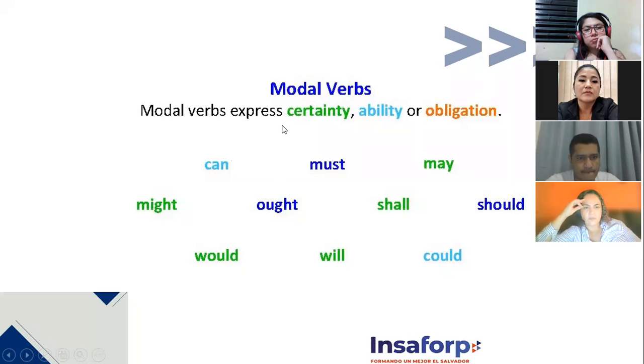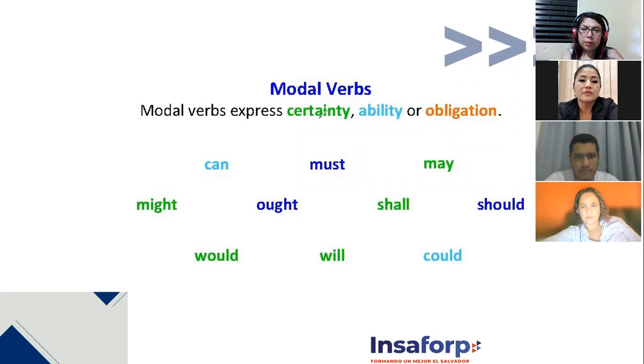Look. Modal verbs. Modal. Don't say model. Models are the ones modeling, like famous people, models, like modelos. In this case it is modal. Modal verbs are like helping verbs, not models. Don't confuse that, because models are the famous people who model in different scenarios and so on. But these are modal verbs.